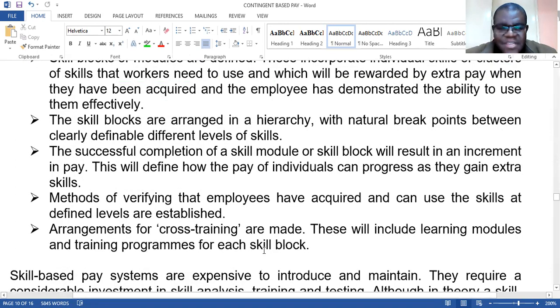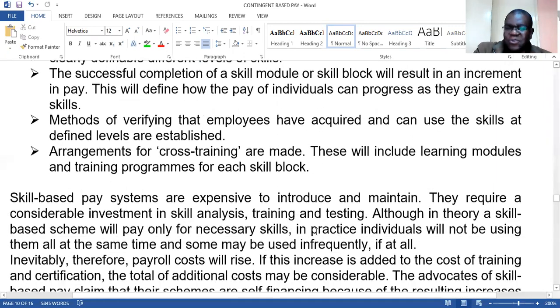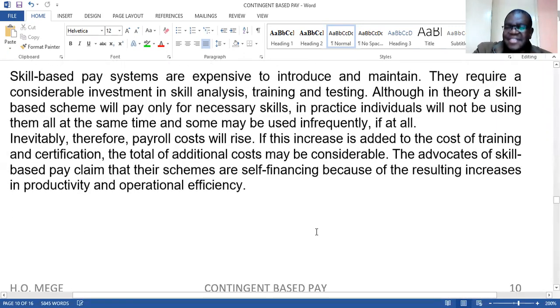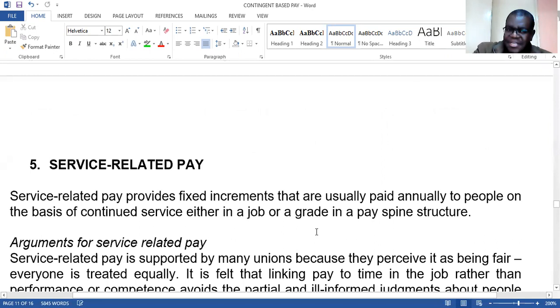So what we need is we want to be able to identify these skills, rank the skills, then determine which skills are needed for what kind of job, and what rewards we'll be giving for individuals based on the skills that they possess.